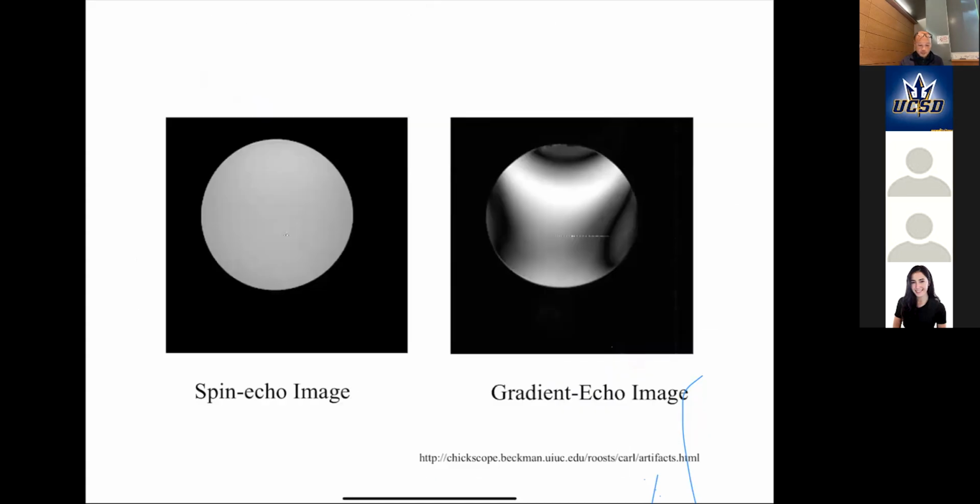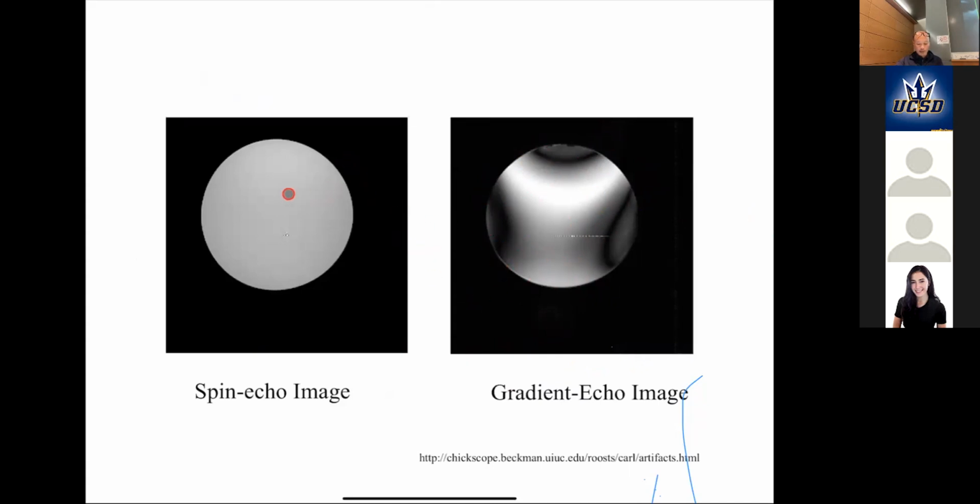Okay, so what does that do? Well, in this example here, they purposely created some non-uniformities in the field. And if they used gradient echo, you would see all these dark bands here. And these dark bands are areas where there's a lot of non-uniformity in the field. Okay.